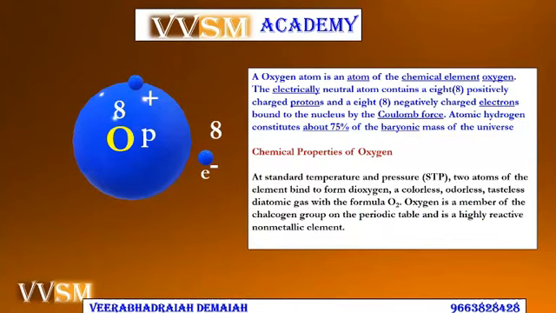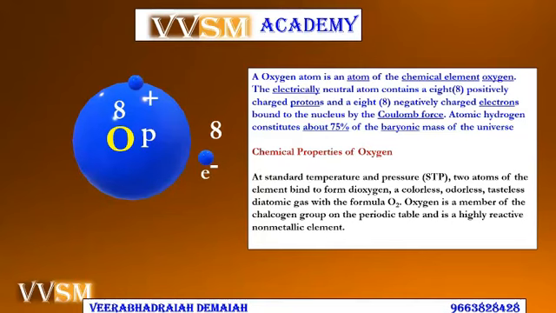The oxygen atom is an atom of the chemical element oxygen. The electrically neutral atom contains 8 positively charged protons and 8 negatively charged electrons bound together by the Coulomb force. Atomic hydrogen constitutes about 75% of the baryonic mass of the universe.